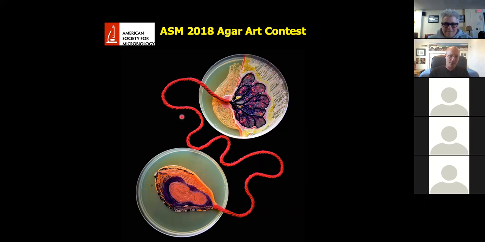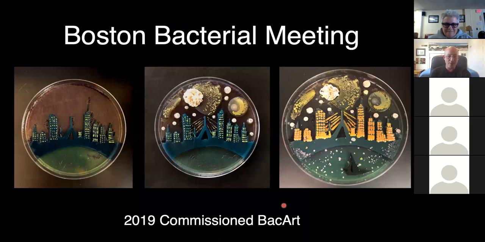And then she put a string to connect the two artworks, representing the microbial connection between the mom and the daughter, which I think is a beautiful work of art. And it won the third place award for the 2018 Agar Art Contest. Here's the commissioned piece of art for the Boston Bacterial Meeting.